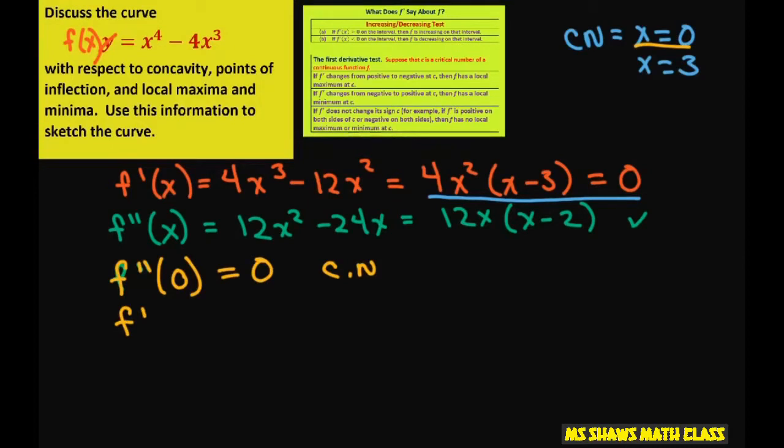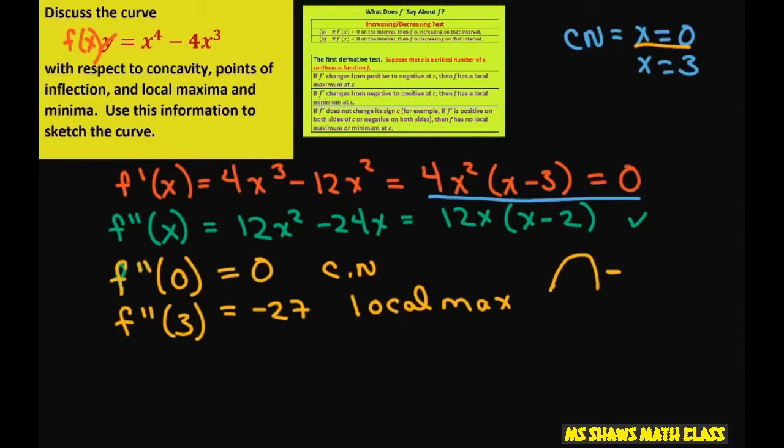Let's try 3. We plug in 3, we get negative 27. Since it's negative, it's a local maximum. Remember, when you have negative, the negative should be on this side of the curve. So this is positive to negative.